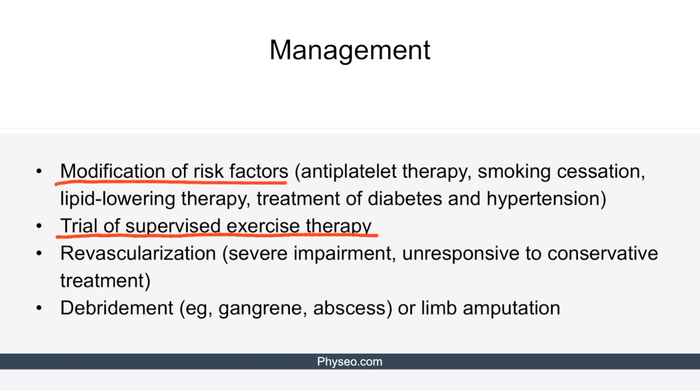And in the case of severe impairment, significant symptoms, or patients who are not responding to conservative treatment, revascularization procedures should be considered. Now, choosing revascularization as a treatment really depends on the patient's risk assessment, the extent of the disease, along with other criteria. And in the case of gangrene or abscess, surgical debridement can be done. Now, limb amputation is reserved as a last option for irreversibly damaged and a severely compromised limb.